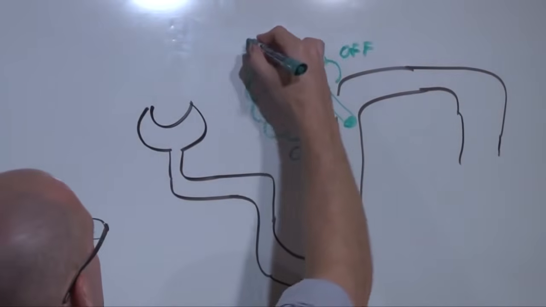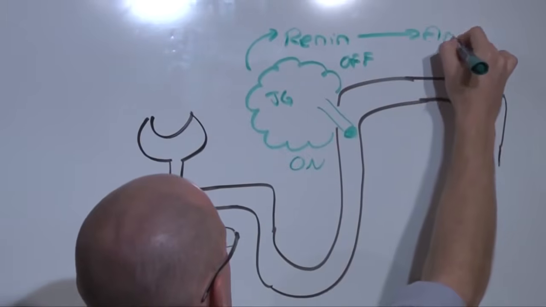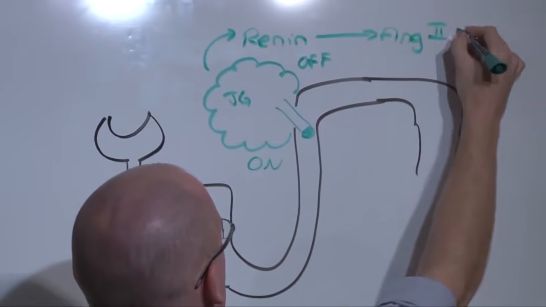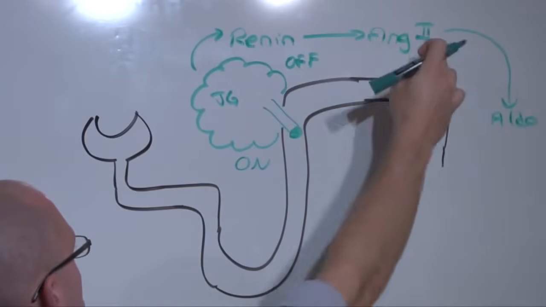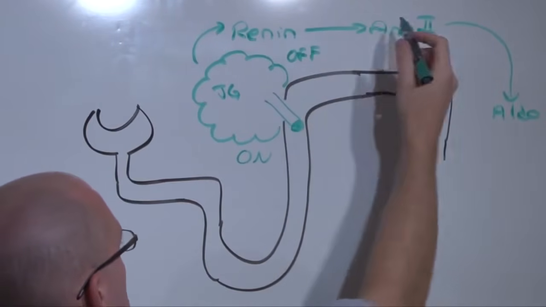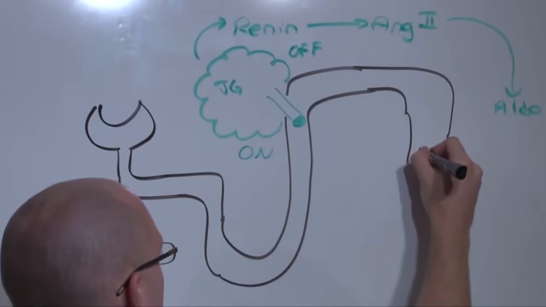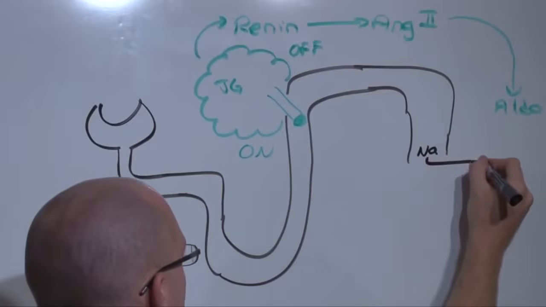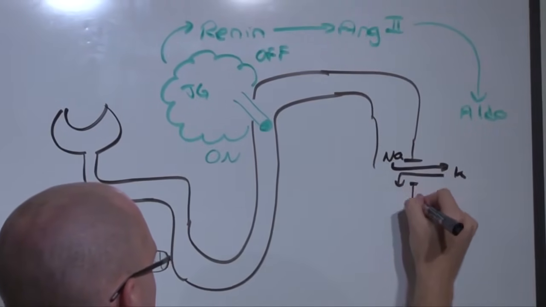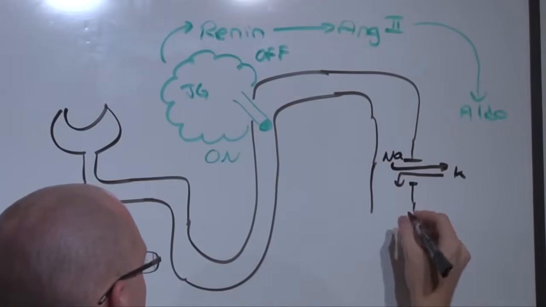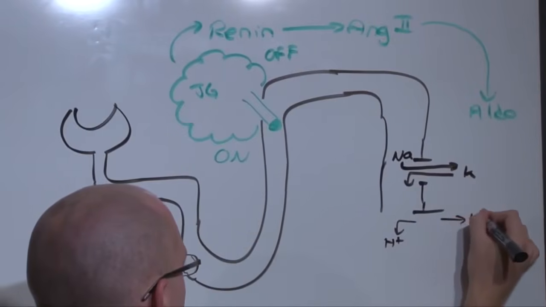The JG apparatus makes renin. Renin turns on Ang2, and Ang2 turns on aldosterone. Now, obviously, there's more to this pathway, but these are the parts that actually matter. What aldosterone does is turn on the ENaC channels that absorb sodium and waste potassium. It also happens to activate channels that dump acid and resorb bicarb.